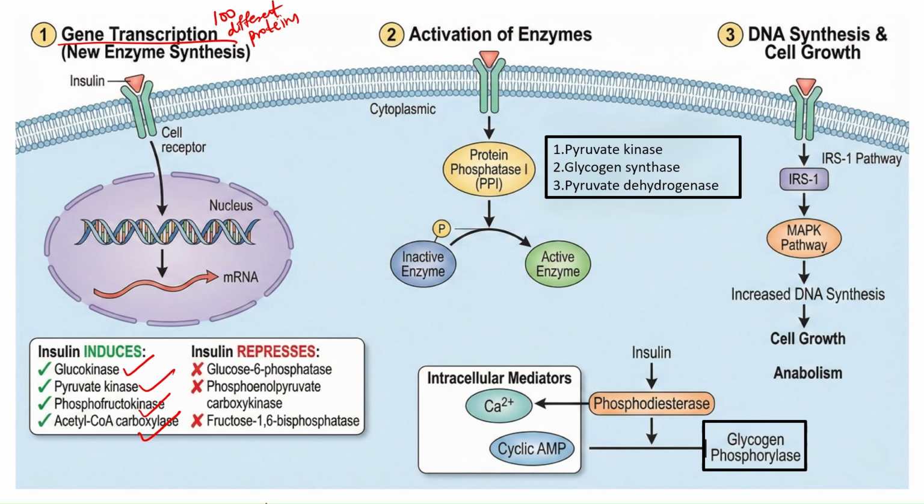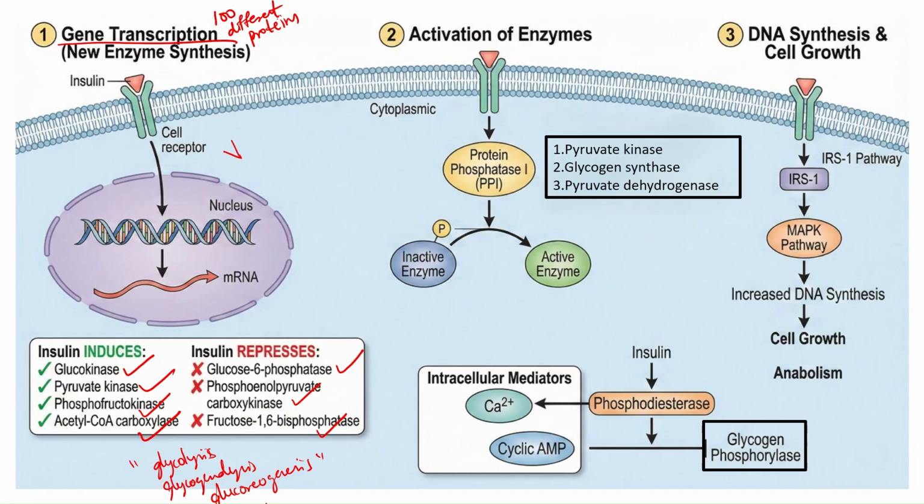It suppresses the enzymes that would create new glucose, like glucose 6-phosphatase, phosphoenolpyruvate carboxykinase, fructose 1,6-bisphosphatase. These are the enzymes that are involved in glycolysis, glycogenolysis, gluconeogenesis, and all the other pathways related to glucose metabolism. When we discuss these cycles, you will know in which reaction each of these enzymes participates. Then next, coming to enzyme activation.